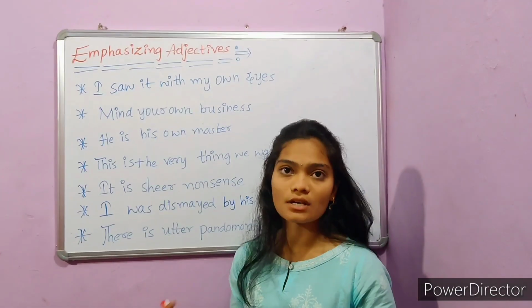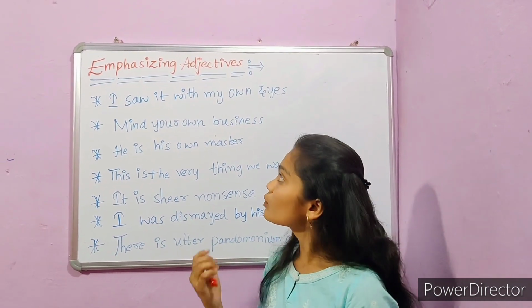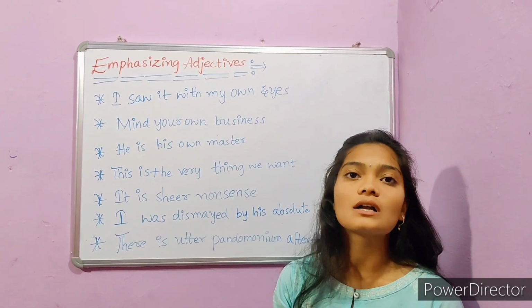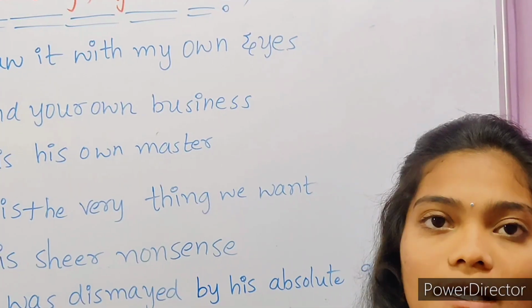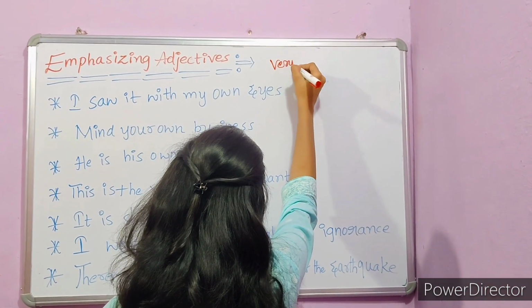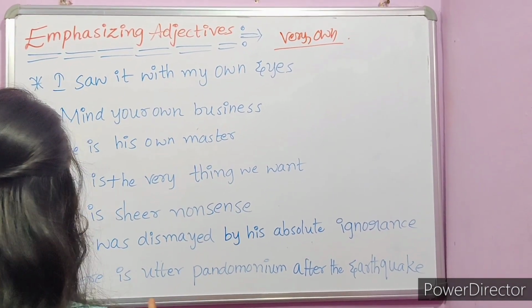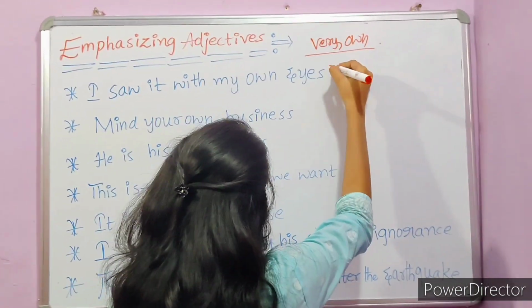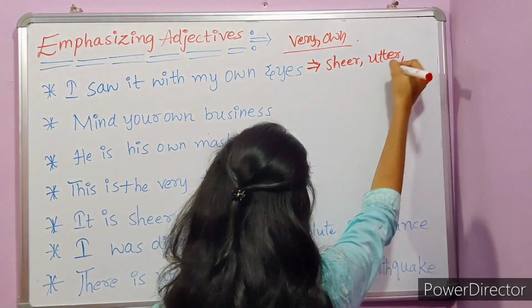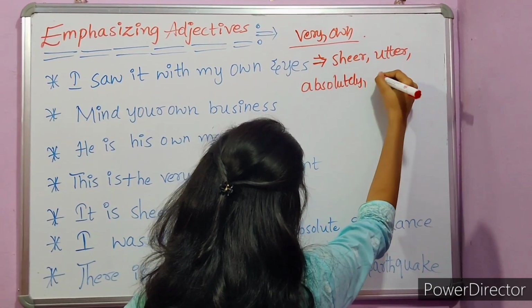These are the adjectives that are used to emphasize the subject. Even if you remove the emphasizing adjective, the meaning of the sentence does not change. The most commonly used emphasizing adjectives are very and own. These are the most commonly used emphasizing adjectives. And other emphasizing adjectives are sheer, utter, absolutely, such, etc.